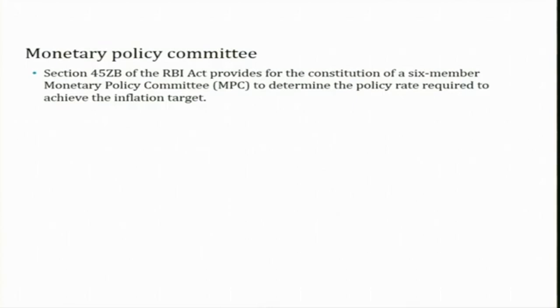In order to achieve this inflation target, and overall to implement the monetary policy, a committee has been appointed, called the Monetary Policy Committee. An amendment of the RBI Act provides for the constitution of a 6-member Monetary Policy Committee to determine the policy rate required to achieve the inflation target. You can see that in the US, the Federal Open Market Committee is the main body entrusted with monetary policy, and they use open market operations as the main policy tool to implement it. But in India, we have the Monetary Policy Committee, and we use the repo rate as the main policy tool to achieve its monetary policy targets.